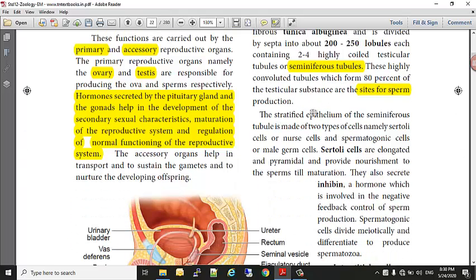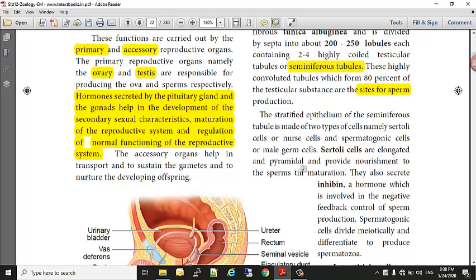Next, the stratified epithelium of seminiferous tubules is made up of two types of cells, namely Sertoli cells, or nurse cells, and spermatogonia cells. The spermatogonia cells, called germ cells, will form a gamete, and the Sertoli cells act as nourishment, giving nourishment to the germ cells for the formation of sperms. Okay, so these are the two important cells that are found in the seminiferous tubules.